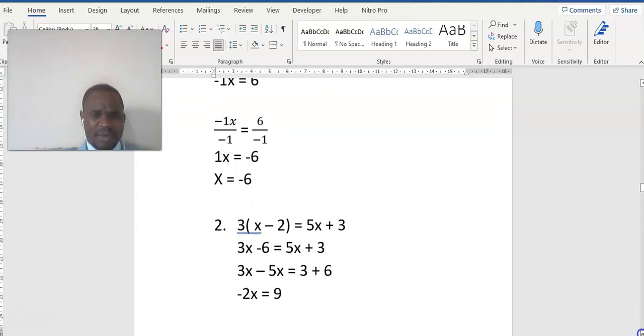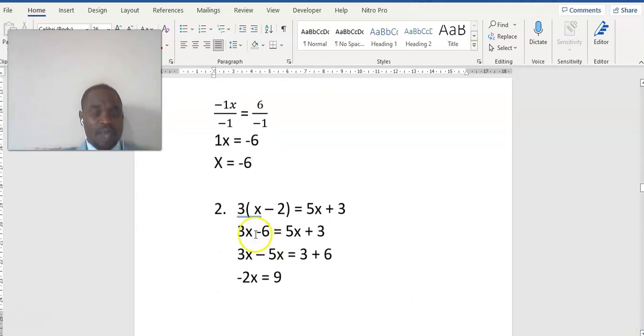Okay, the next thing we are going to do, we are going to expand. This one also says solve for x. This one, 3x minus 2 is equal to 5x plus 3. So to solve for x, for this, we need to expand, which we know. So 3 times x is 3x, 3 times minus 2 is minus 6, is equal to 5x plus 3.